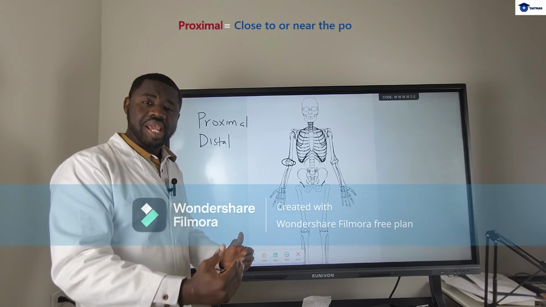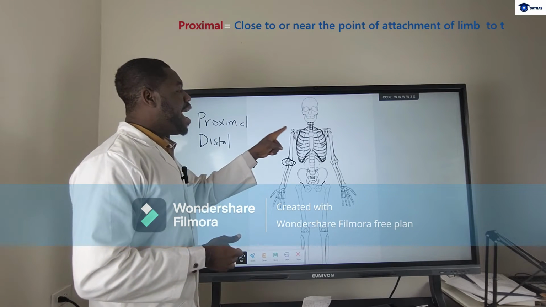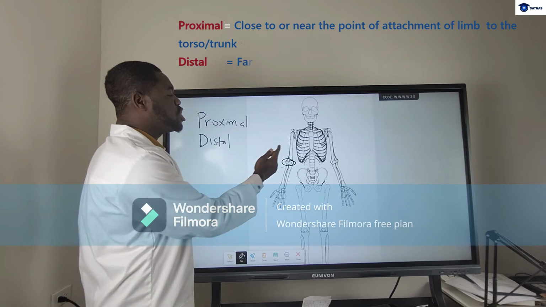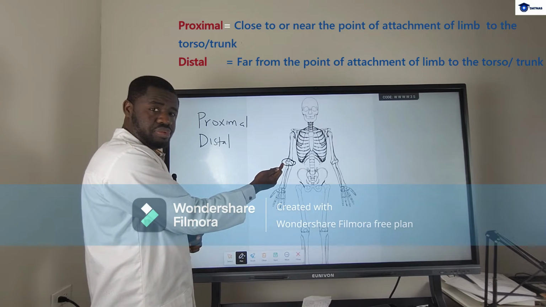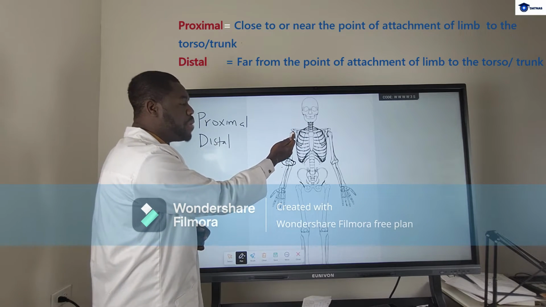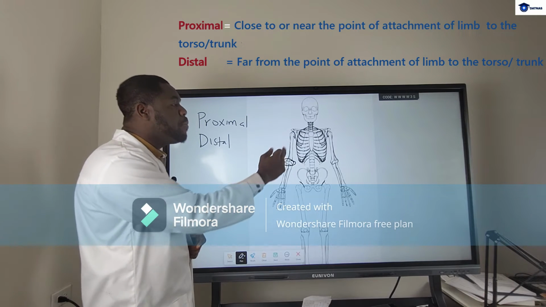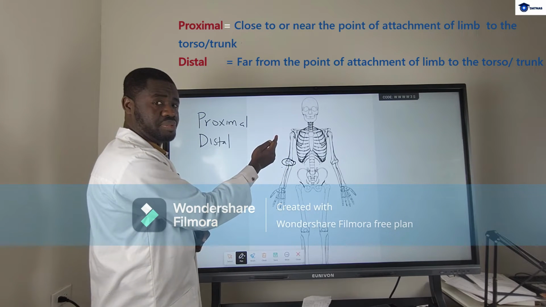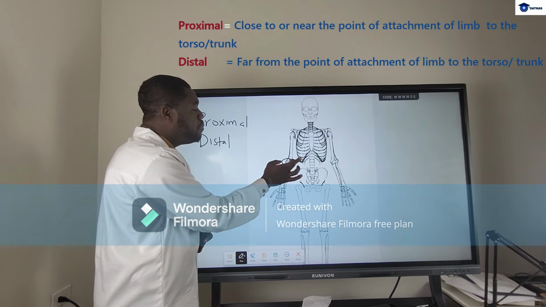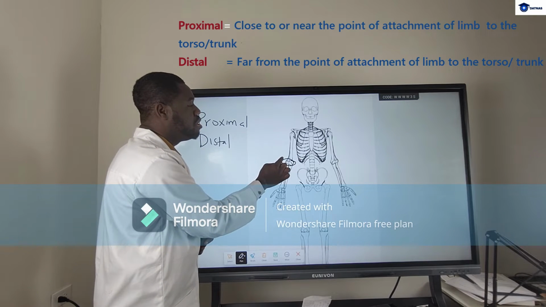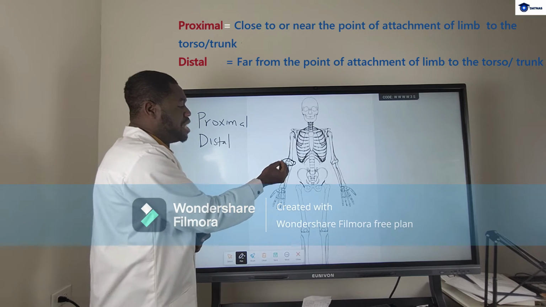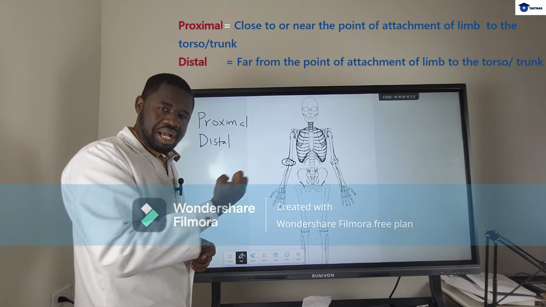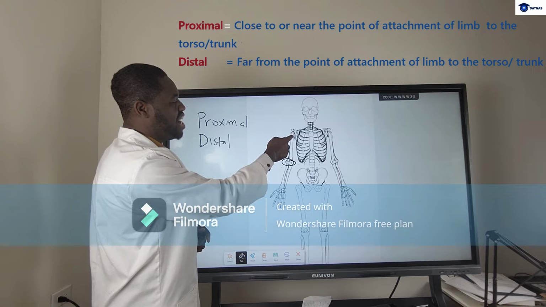So we can say that the head of the humerus is proximal to the elbow because the head of the humerus is close to the point of attachment. But the elbow is distal to the head of the humerus because the elbow is far from the point of attachment.